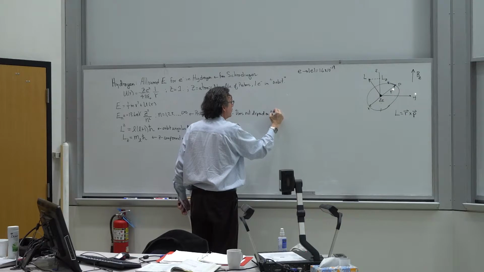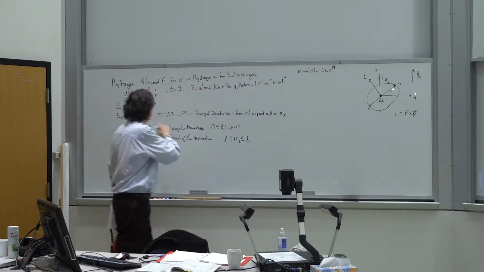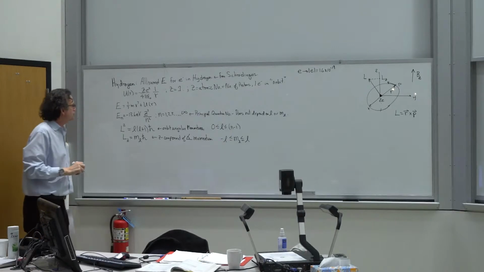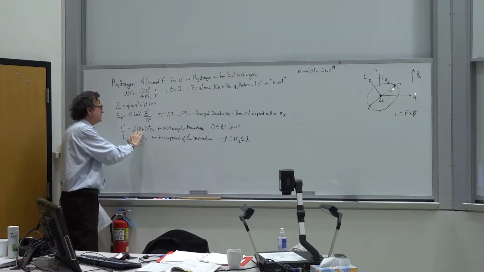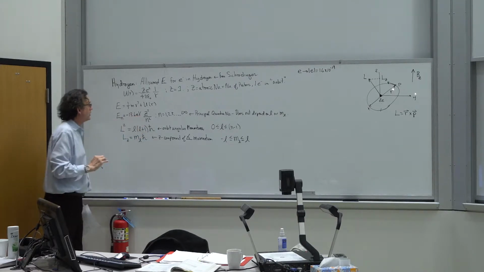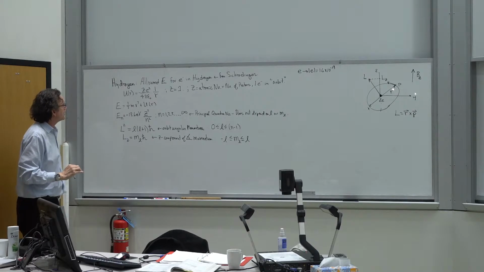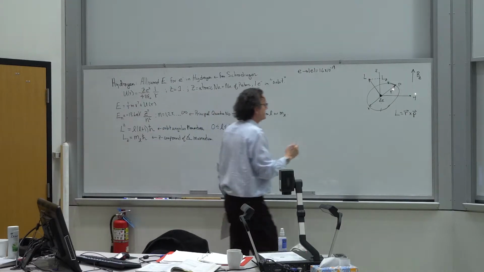It only depends on the principal quantum number n. So I can have multiple angular momentum states associated with any one principal quantum number. And remember, this is the same principal quantum number that we use to describe the orbitals, right?